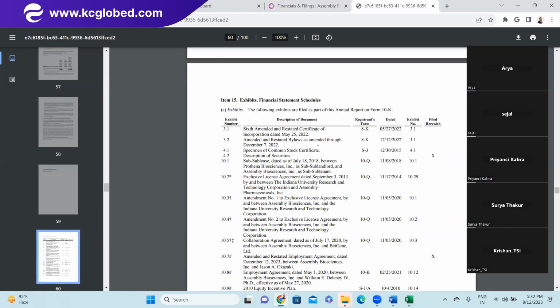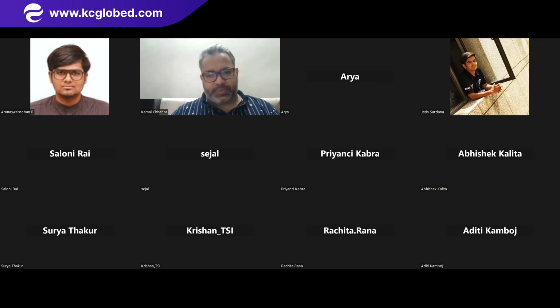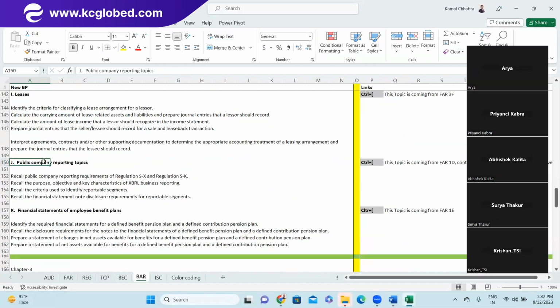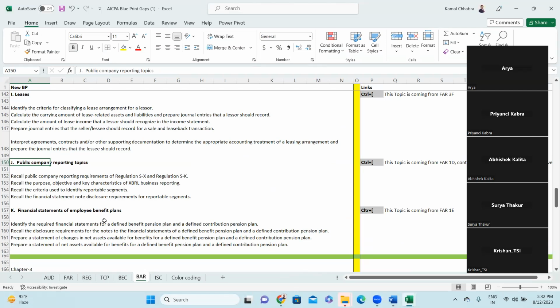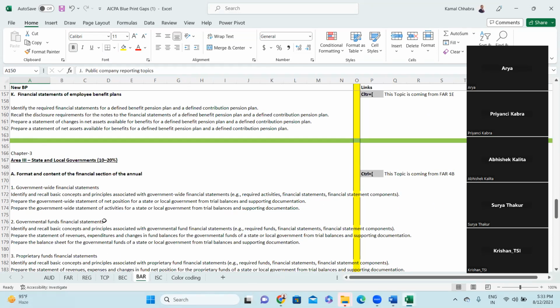Right? So just download any one company's financial statement 10K and go through that. It will definitely help you in all the 3 exams: your audit exam, your BAR exam, as well as your FAR exam. Right? So the public company reporting topics, all these we'll be discussing in detail: your 10K, 10Q, 8K, all these forms which are required to be filed with the SEC. The next topic would be financial statements of employee benefit plans.